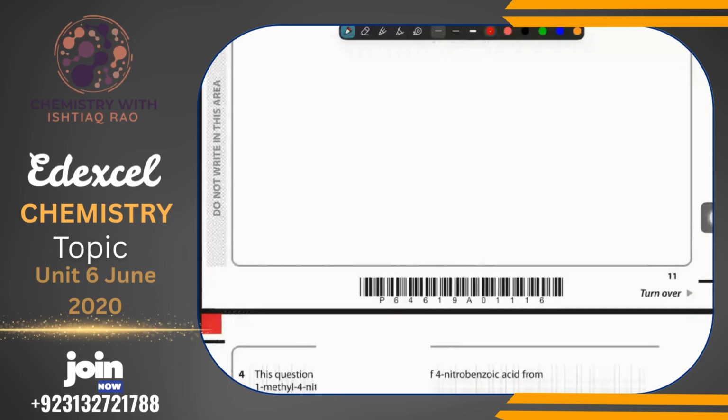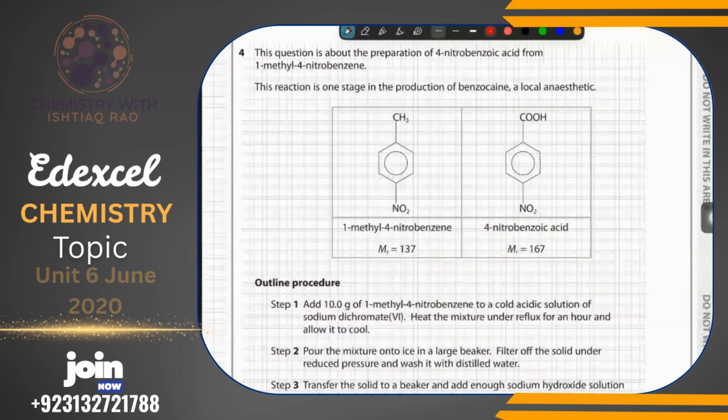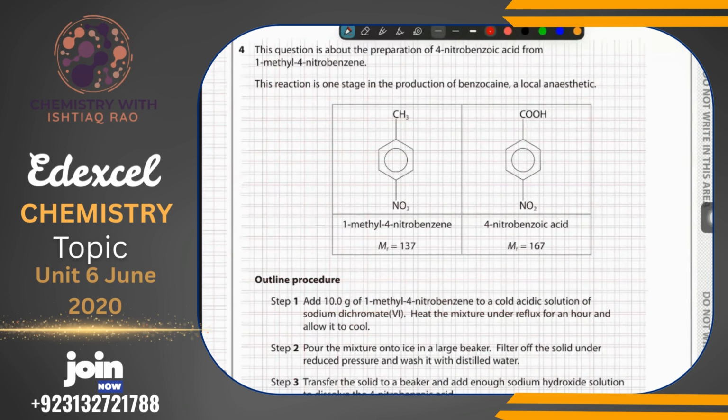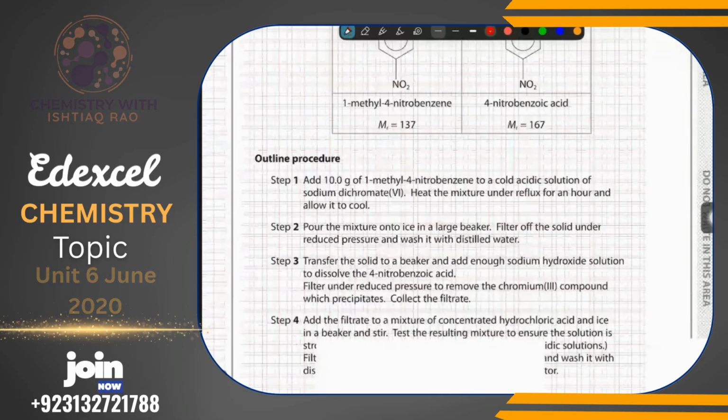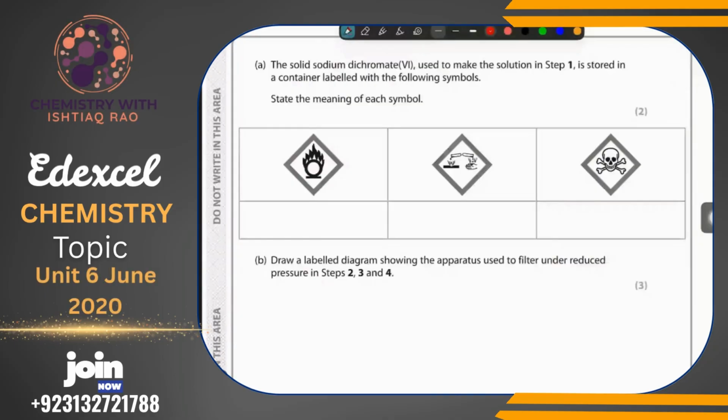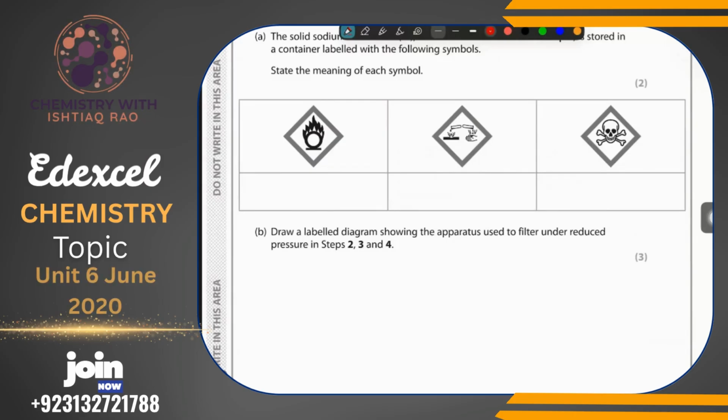The question is about the preparation of 4-nitrobenzenoic acid from 1-methyl-4-nitrobenzene. State the meaning of each symbol. Oxidizing, corrosive, and toxic. It's an oxidizing agent, like an oxidant. Or it's a corrosive. Then toxic. Oxidizing, corrosive, and toxic.